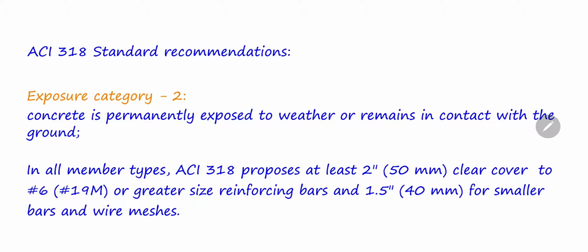In exposure category number 2, in which concrete is permanently exposed to weather conditions or remains in contact with the ground, the same standard recommends at least 2 inches or 50 millimeters clear cover to all rebars which are number 6 or greater in size, and 1.5 inches or 40 mm for smaller bars in this category.